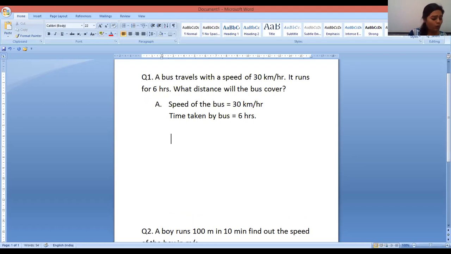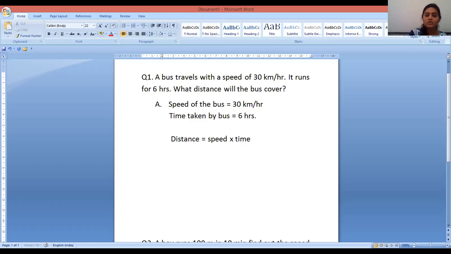So we all know now the formula for distance. What is the formula for distance over here? Distance is equal to speed into time. Correct? So the speed is given to us, which is 30, into, what's the time? 6. So 30 into 6. What is the answer that we'll be getting? It will be 180 kilometers.